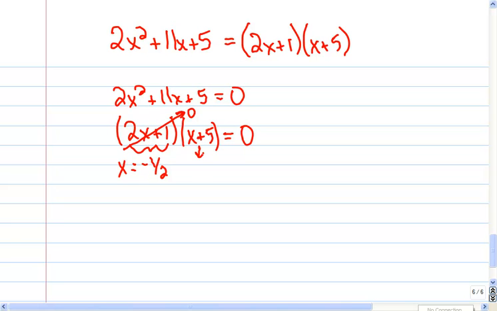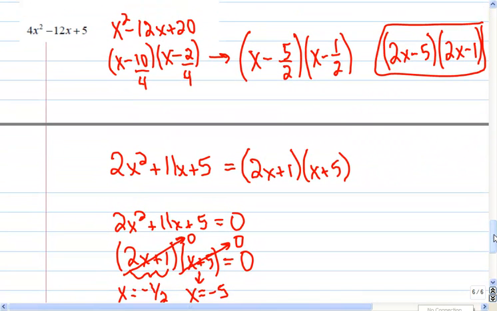On this one here, same thing. If I chose x equals negative 5, that would make this piece equal to 0, which means 0 times anything knocks out this whole equation to be equal to 0. Okay? So let's go one step further then with this last one.